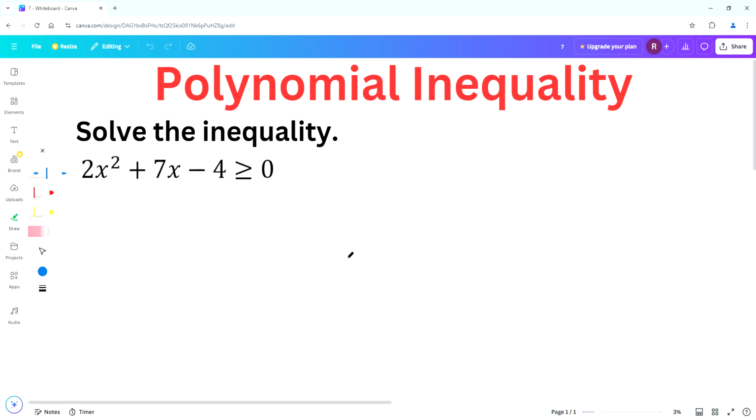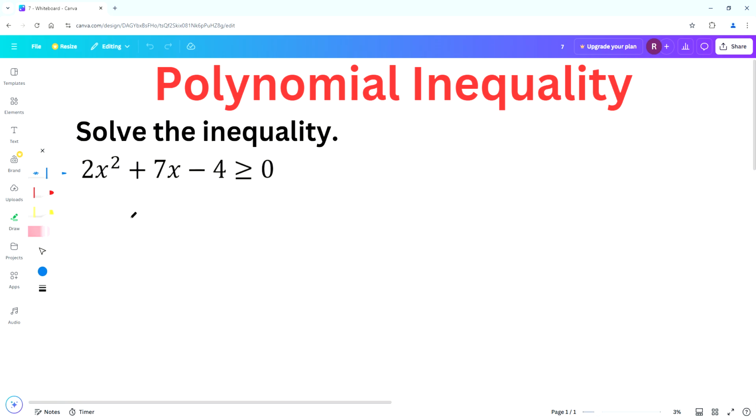In this video, we'll solve a polynomial inequality. The given inequality is 2x squared plus 7x minus 4 is greater than or equal to 0. We have to find the values of x that satisfy this inequality. This is a quadratic inequality because this expression is a quadratic expression.